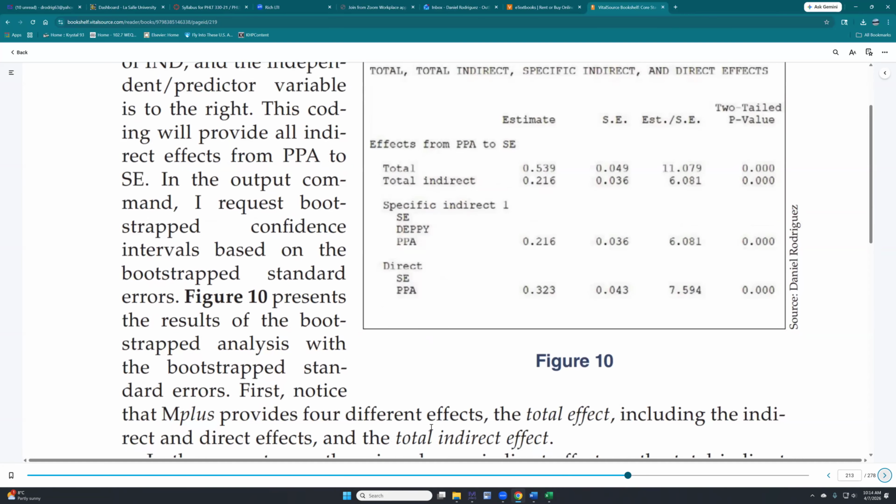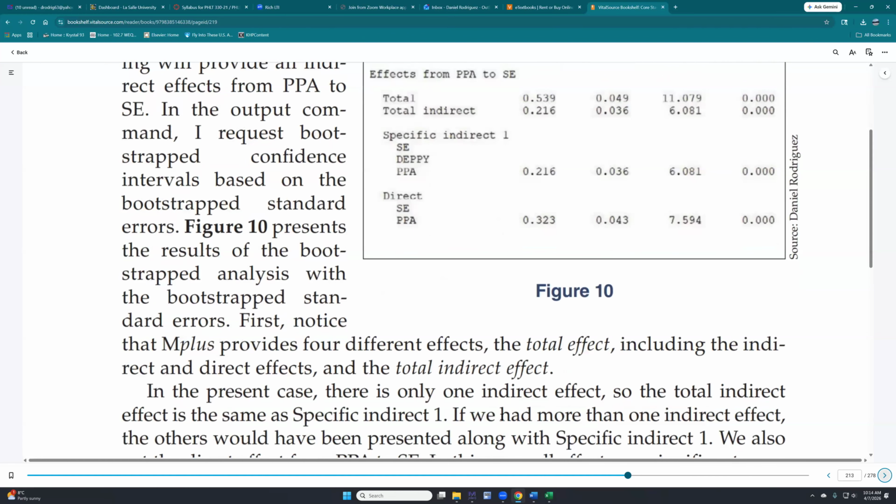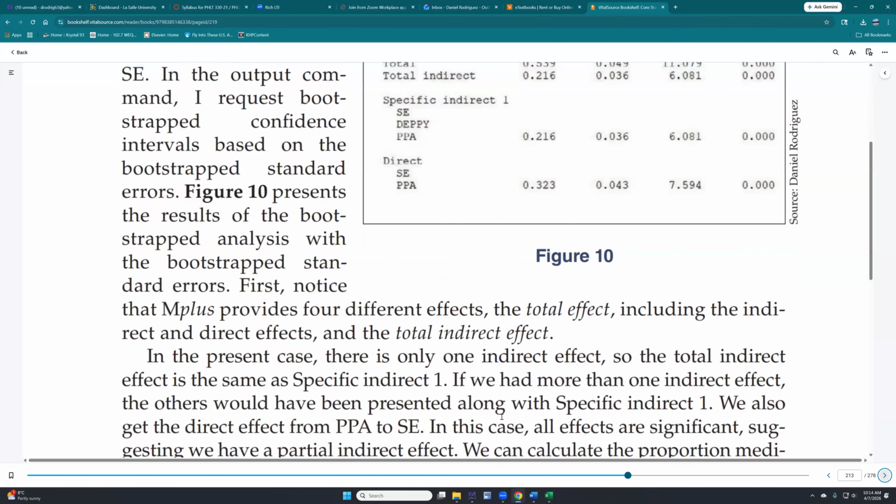First, notice that Mplus provides 4 different effects, the total effect, so that includes the indirect effect, right? Then the total indirect effect. In the present case, there's only one indirect effect, so the total indirect effect is the same as the specific indirect effect, right?